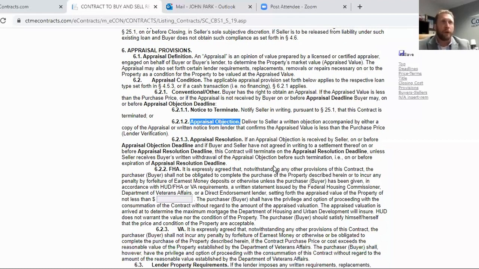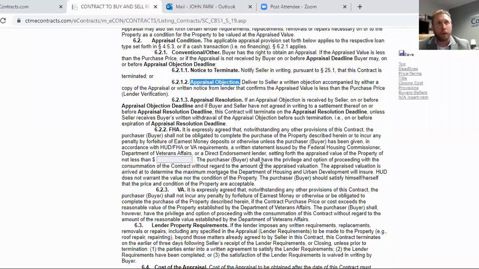If you have an FHA loan, it's also important that you reference section 6.2.2 and you put the purchase price in that little box right there. So we'll just do $1 million here. I think the amendatory clause is going to fall into play here.